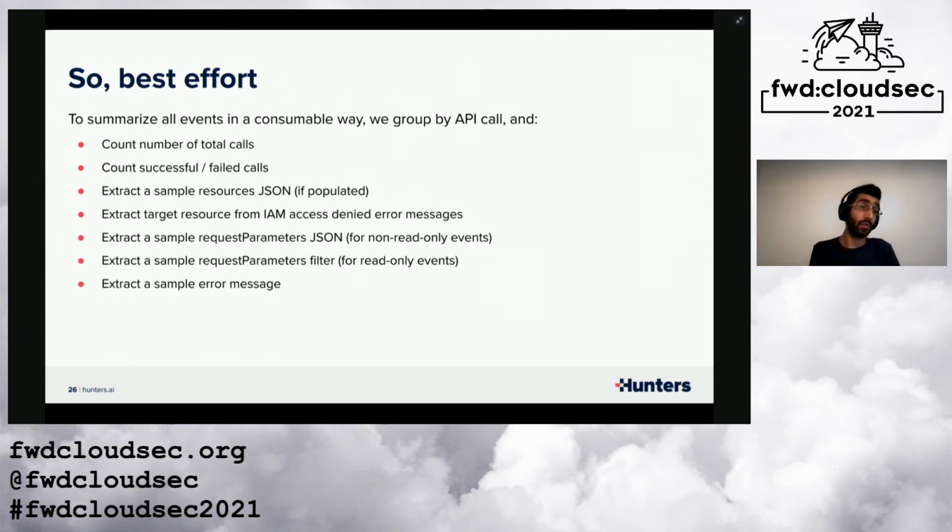And when not, we can use the request parameters JSON as well to see, maybe there we can see a reference to the target resource that helps us get the context of what happened. And we also specifically extract the filter set parameter that I mentioned earlier for resource searching events. And finally, we extract the sample error message to see if there were errors in general.